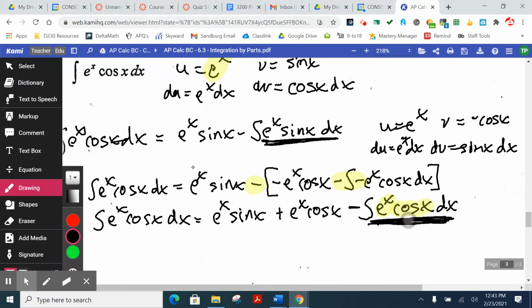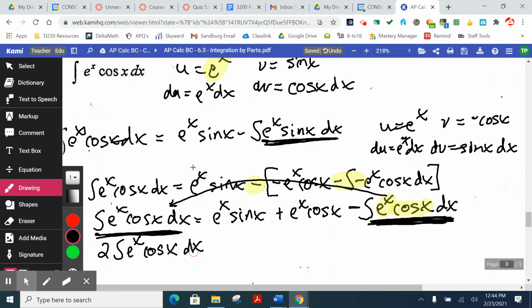Because isn't this the same as the original problem that we are trying to solve? So he is saying, let's move this guy over to the other side by just adding it to the other side. If I added that to the other side, good, Andrew. Andrew's clever. That would give us 2 of these integrals. So then on the right-hand side, we have the 2 non-integral terms. So get to this step.